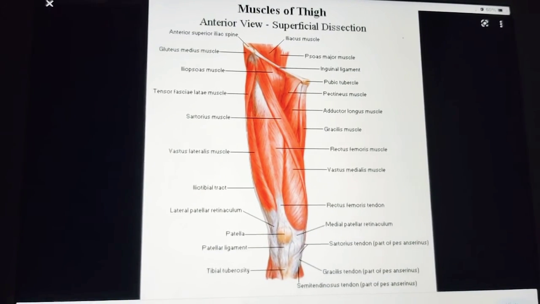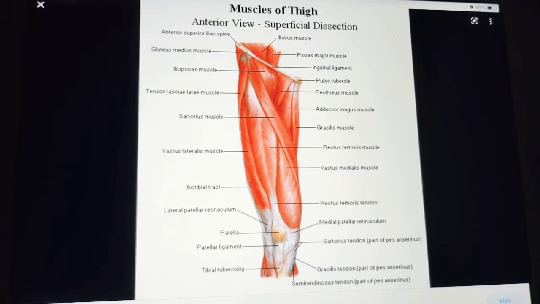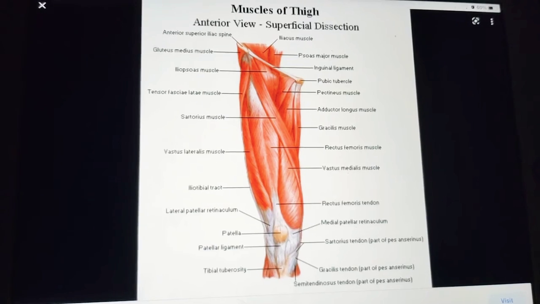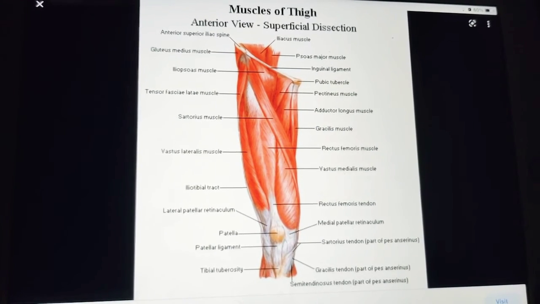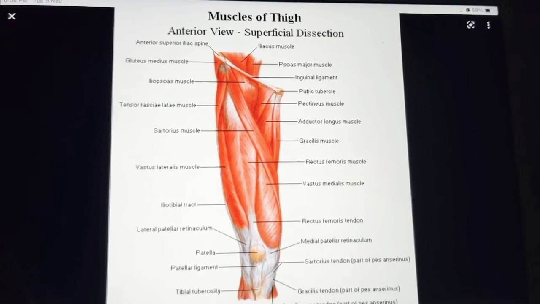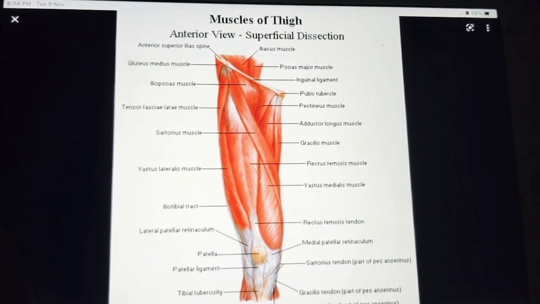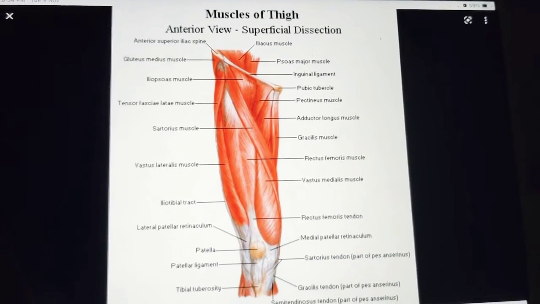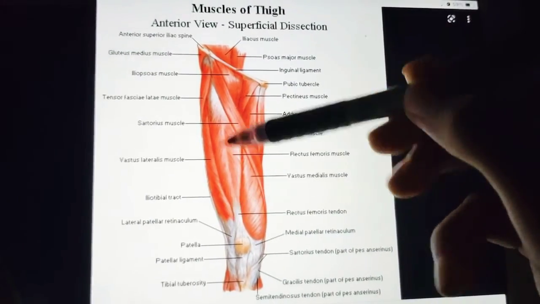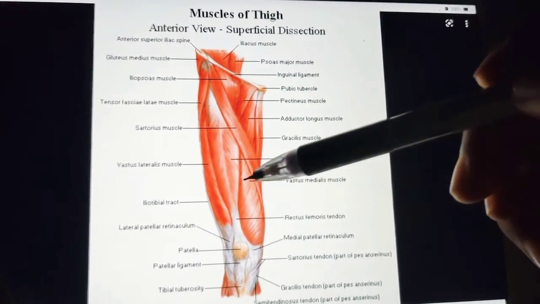Once again, quickly let us recall everything. Of course, first we'll start with the muscles. What are the muscles of the anterior compartment? The first one which comes is sartorius. Next comes the Quadriceps femoris. Next comes articularis genu. After that comes the psoas major and iliacus. Both together are called iliopsoas. So these are all the muscles, which can be remembered easily: first sartorius, next Quadriceps femoris, articularis genu, psoas major, iliacus.